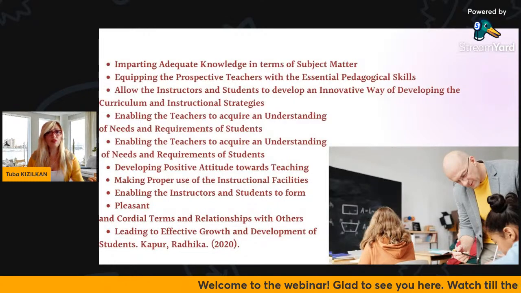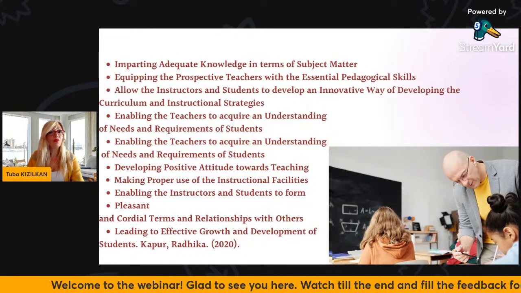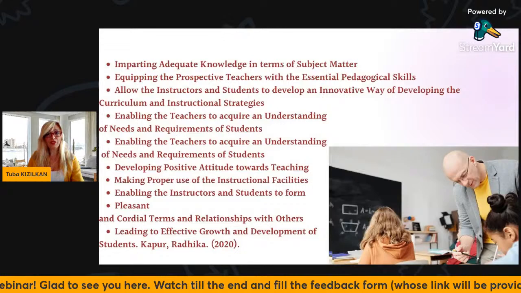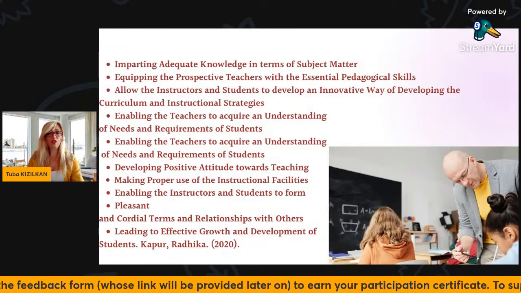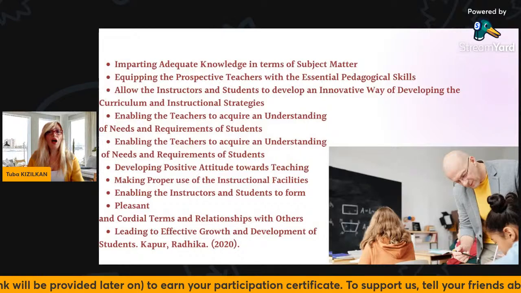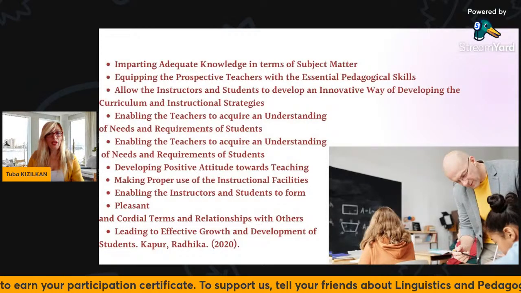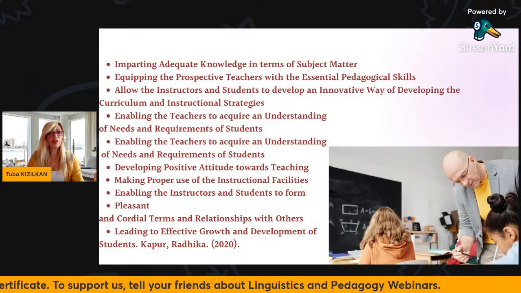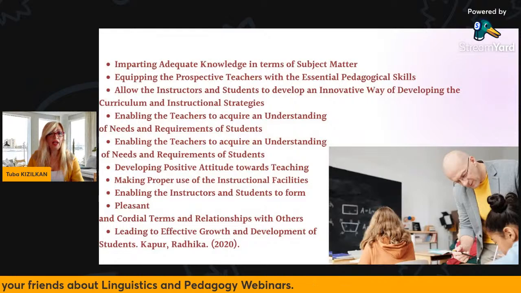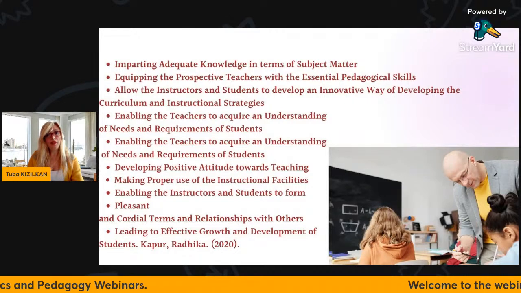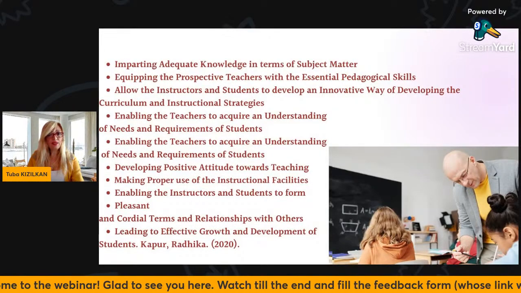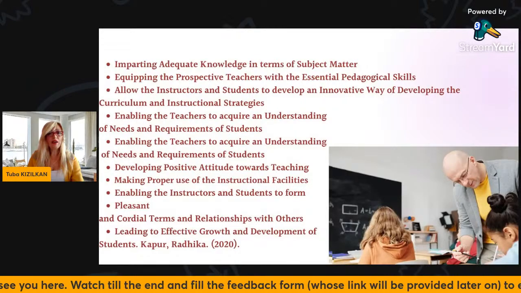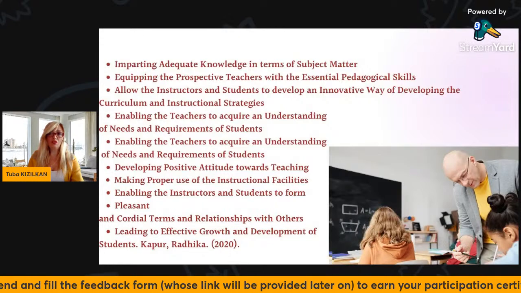It also aims to enable the teachers to acquire an understanding of the needs and requirements of students. This is very crucial. So in order to understand the needs and requirements of students, a teacher is supposed to have pedagogical knowledge, and also to develop a positive attitude towards teaching, make proper use of instructional facilities, and enable the instructors and students to form pleasant and cordial relations with others. And also, as Radhika Kapoor stated, leading to effective growth and development of students.